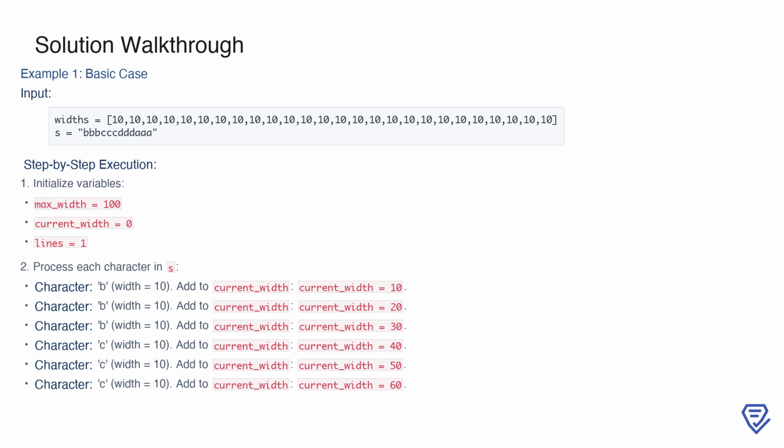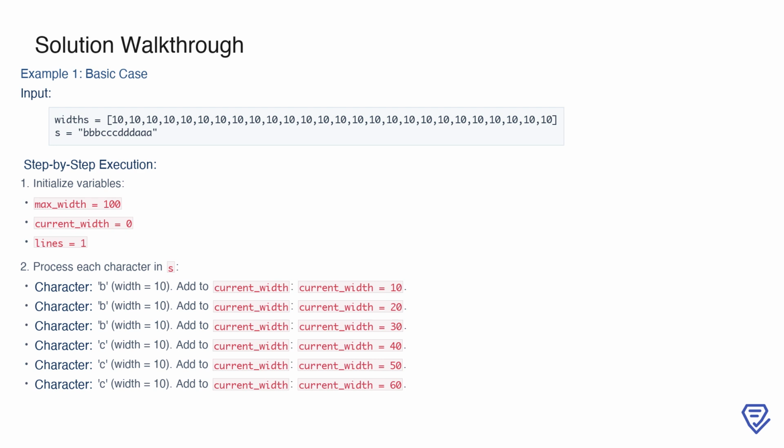To solve this problem, we begin by initializing three variables: max_width, which is set to a value of 100, current_width, which starts at 0, and lines, which is initialized to 1. These variables help us keep track of the maximum width per line, the current width of the line we are building, and the total number of lines we need, respectively.